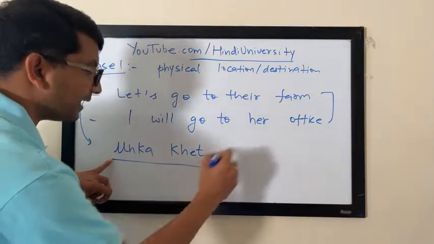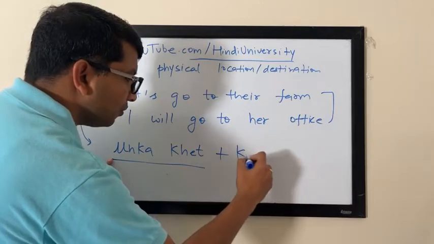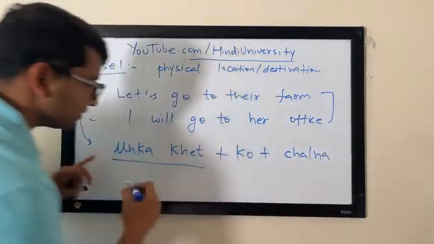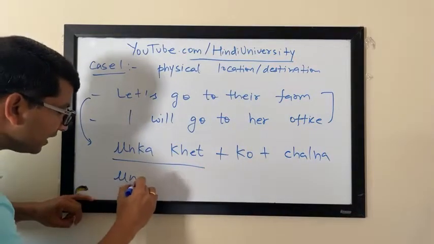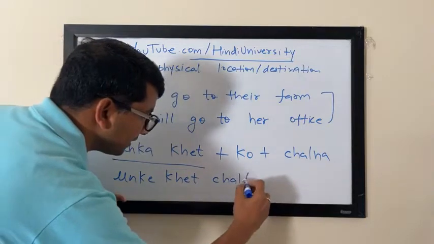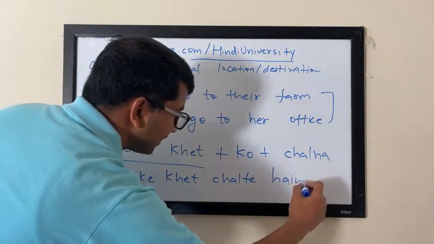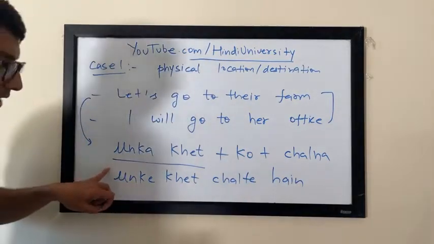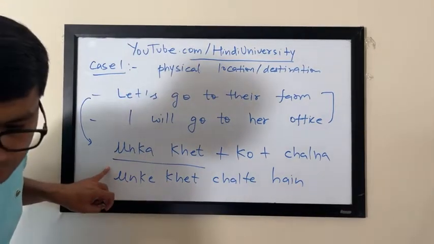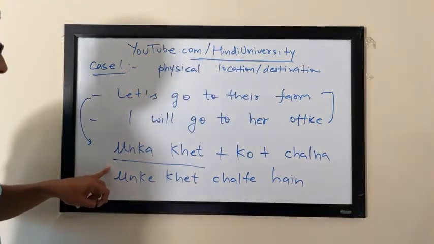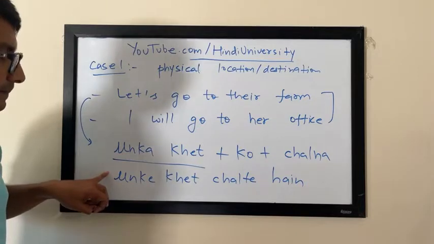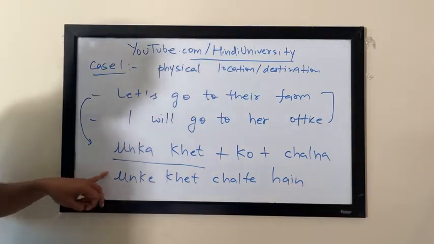So you have unka khet, which is their farm, and then you have ko, and then the form of chalna. You bring them together, and it's unke khet chalte hain. चलते हैं. Very good. Unke khet chalte hain. Any questions on this one? Anyone? I hope all of you came to the same or a similar sentence. Unke khet chalte hain. Okay, let's do the next one.